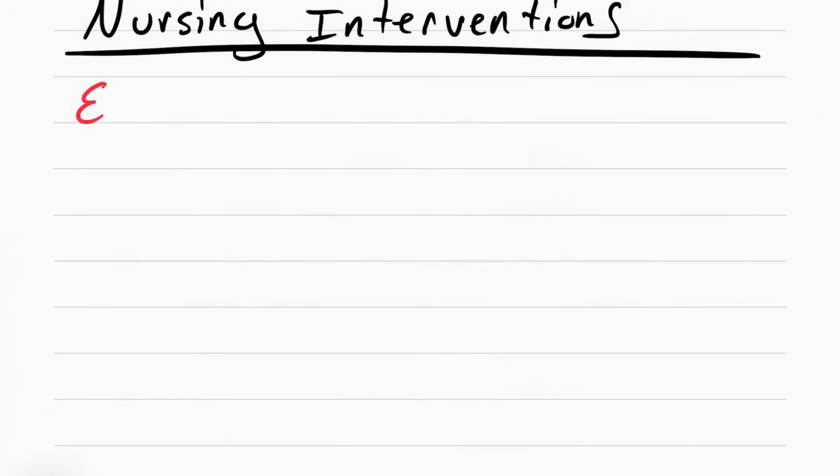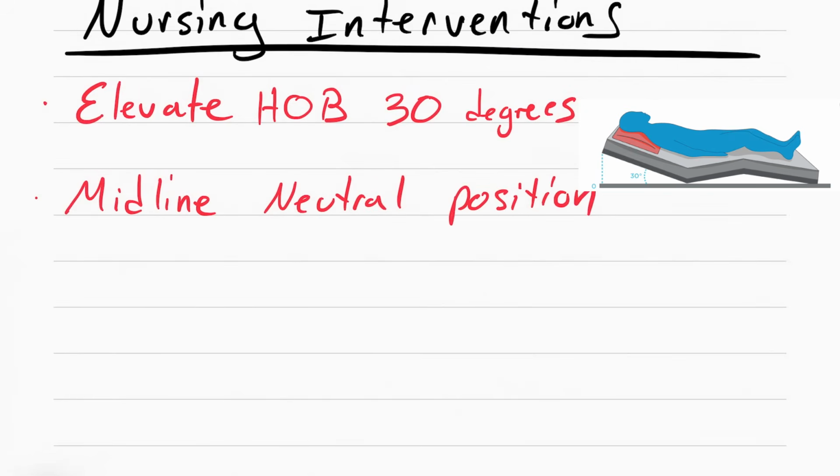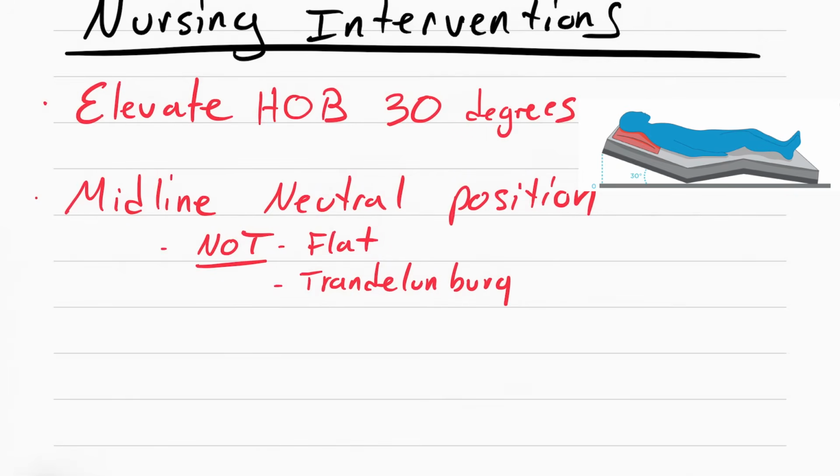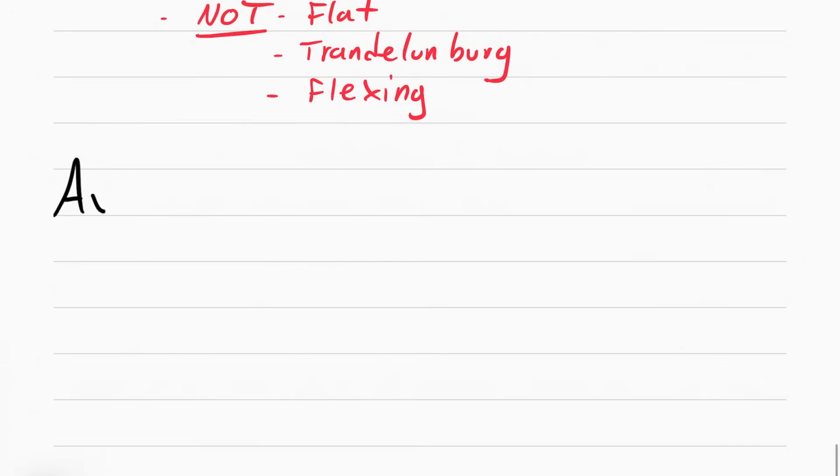Alright, so the nursing interventions for patients with increased intracranial pressure involve positioning. Make sure you elevate the head of the bed to 30 degrees. This prevents the patient from being flexed and increasing the pressure. You also want to make sure the patient is in the midline neutral position. So make sure they're not flat or in Trendelenburg, and make sure they don't flex anything, such as flexing their neck or flexing at the hip, which is why we place them in 30 degrees semi-Fowler's.